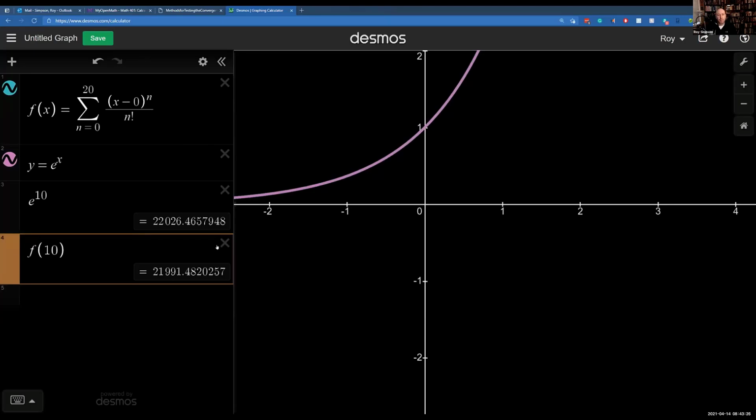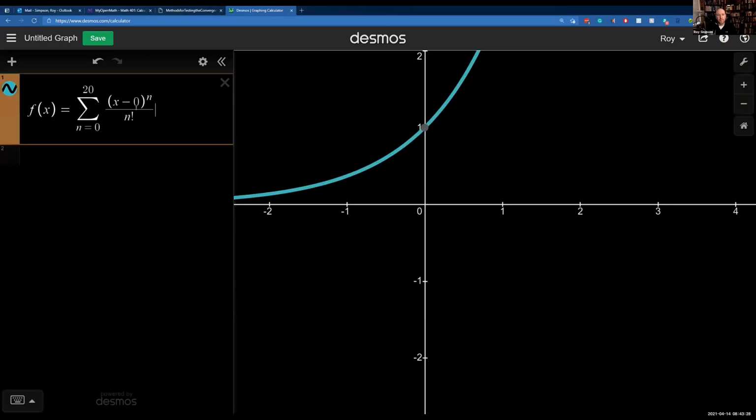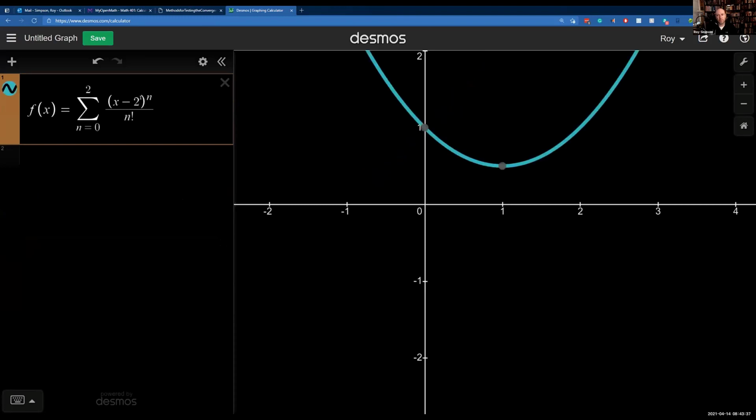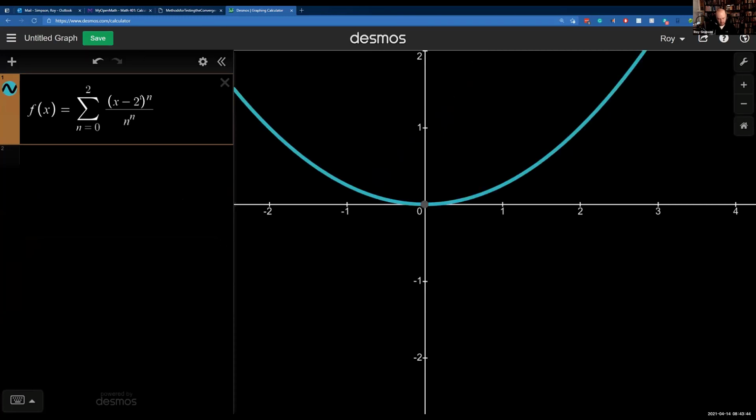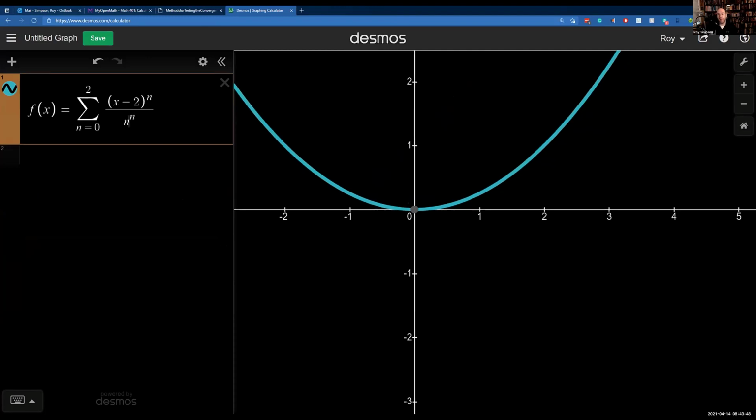And I'm going to turn off all this stuff. And I'm just going to change this to 2 because I don't know if Desmos can handle a computation. And it was x minus 2 to the nth. So let me change that to a 2. Notice the center moved when I did that. And it was over n to the nth. Okay, n to the nth. Yeah, that's right. So let me zoom out.